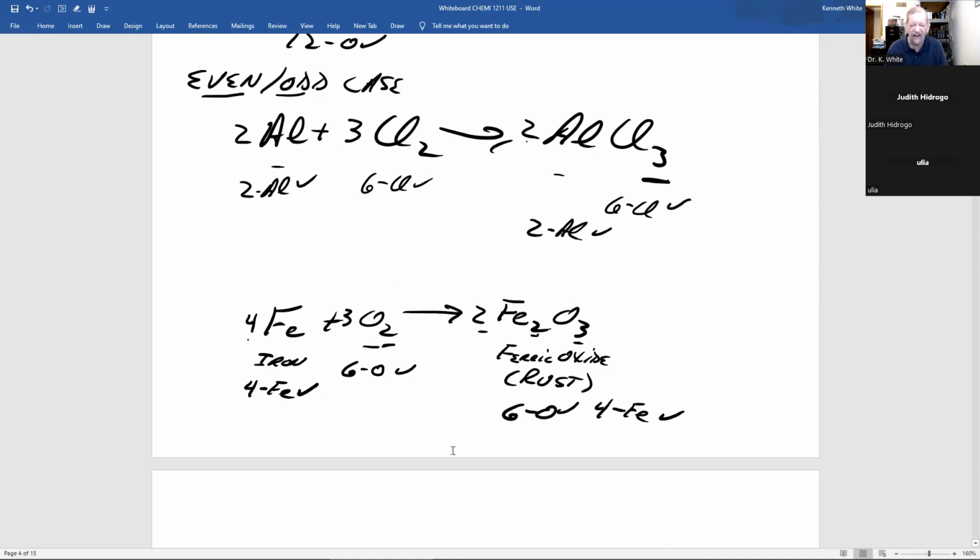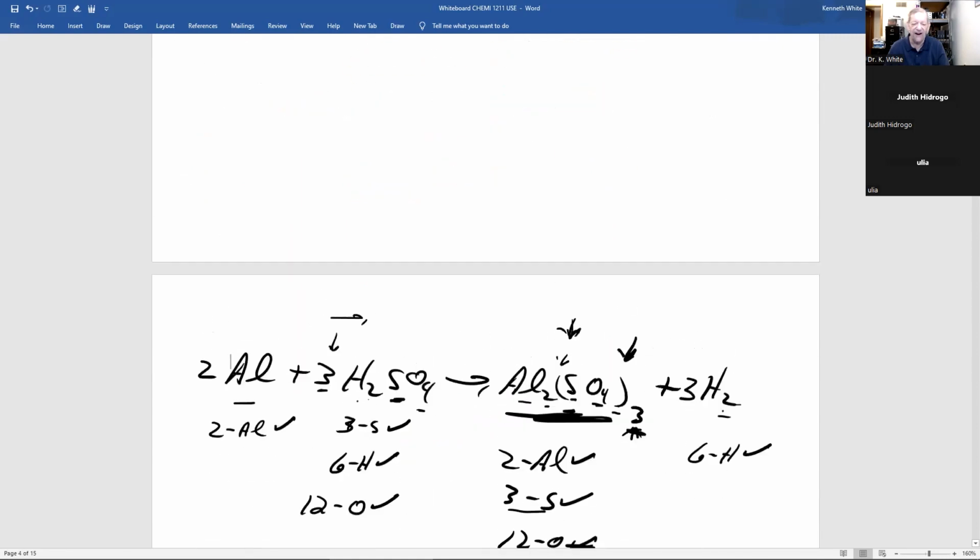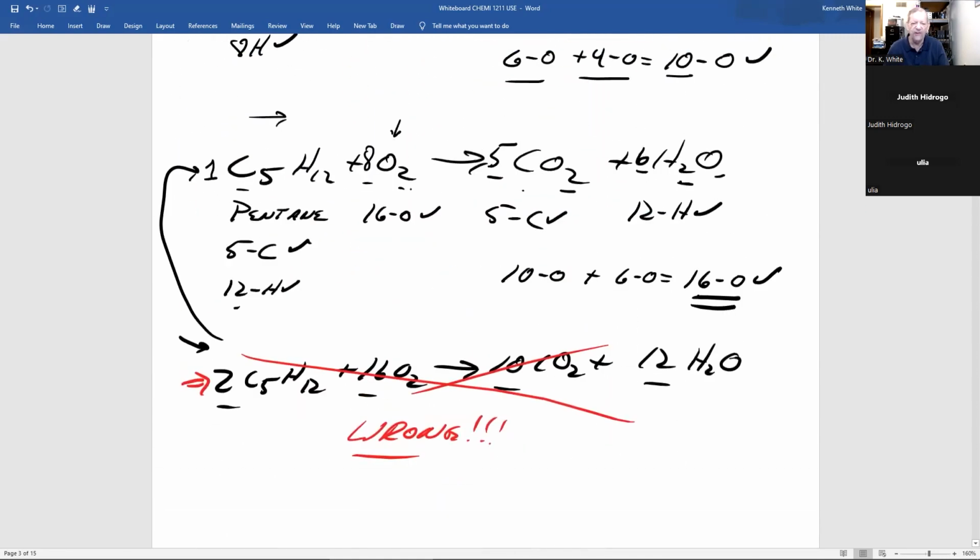Remember, that's the even odd case. And also, don't forget, make sure you're not doing multiples, like where all the coefficients can be divided by the same number to get whole numbers. You have to keep on doing that till you get the coefficients that can't be reduced, which is what I have in this one right here. Don't forget about the even odd, and don't forget my advice. When there's hydrogen, oxygen in the balanced chemical equation, leave those for last. Do everything else first. Makes your life a lot easier. If you don't believe me, try this one again when you're on your own and do the oxygen, hydrogen first. Yeah, you'll get there, but it's a lot more difficult.